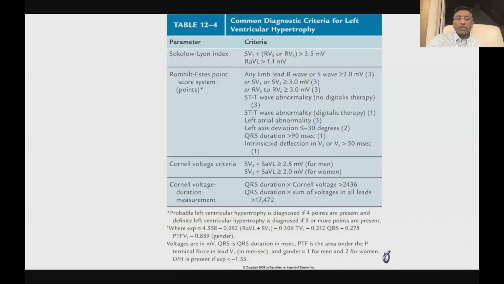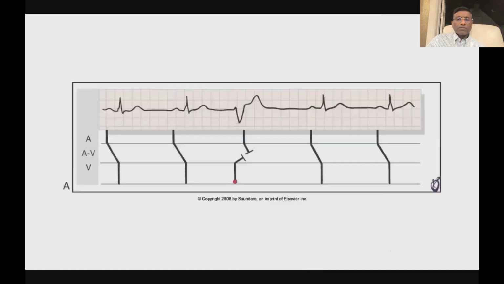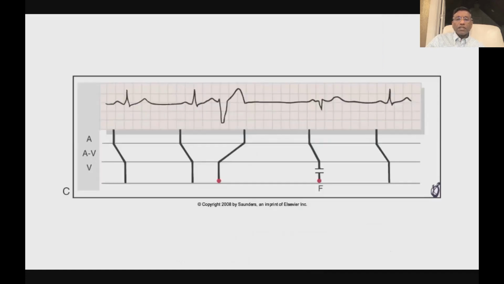Another really helpful one is this Cornell criteria, which is pretty good as well, where you add up the S wave in V3 and AVL. And if you hit 30 millimeters in anybody, it's good for LVH, but even more than 20 millimeters in women. Remember, each millimeter is 0.1 millivolt. And that was our example from before to just think about fusion.